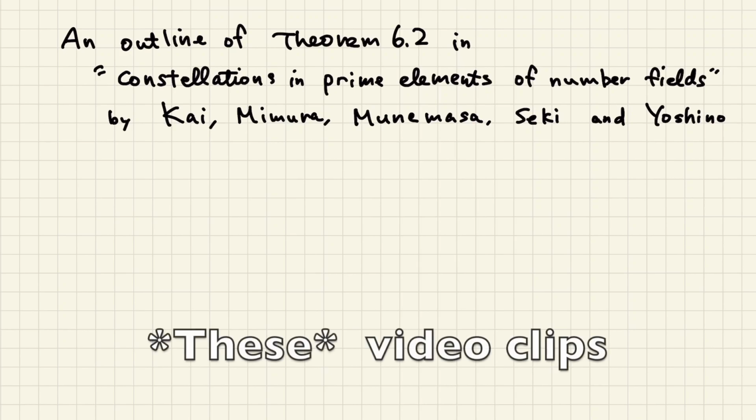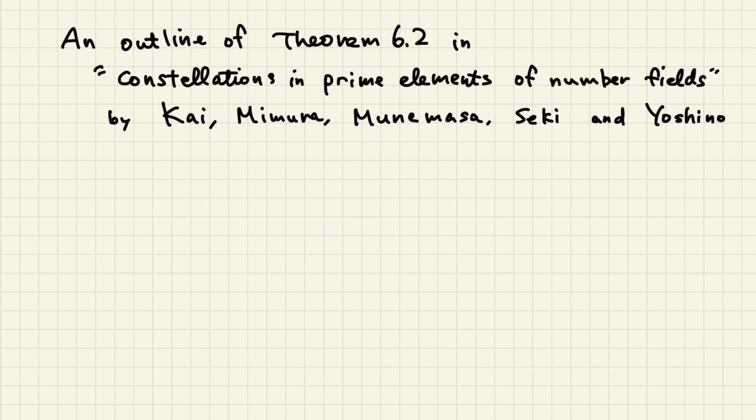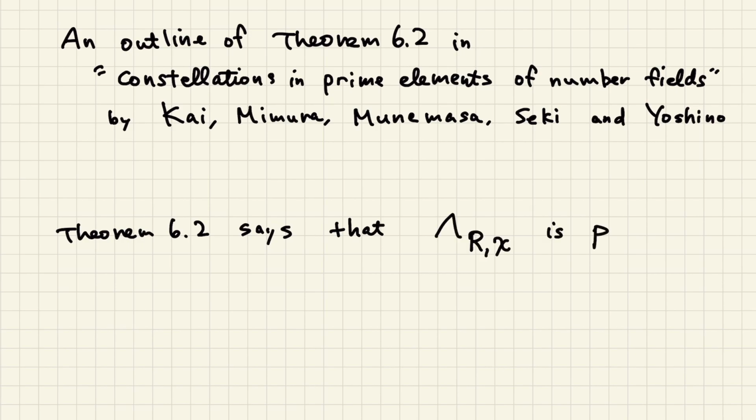In this video clip, I describe the proof of Theorem 6.2 in this paper. The theorem in question says the modified von Mangoldt function is a pseudo-random measure, or in other words, it satisfies the linear forms condition after going through what is called the W trick.